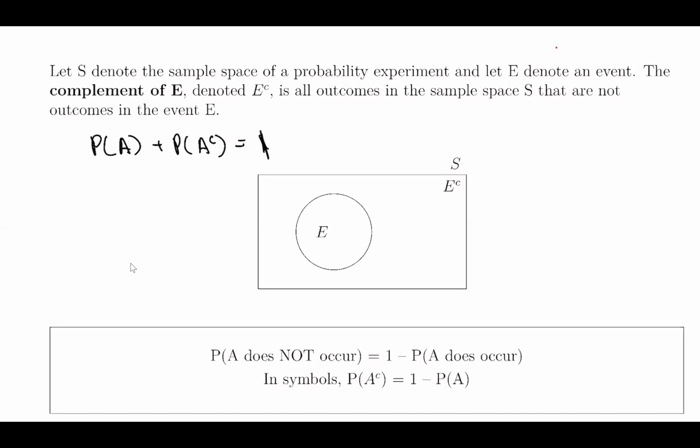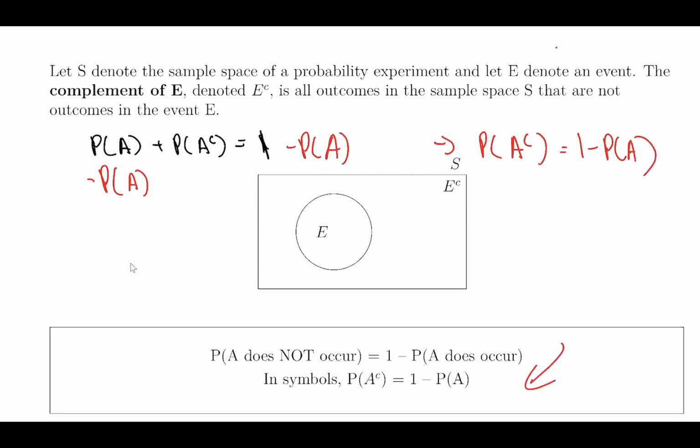So if I wanted to find the probability of A to the C power, or the probability of the complement of A, what we could do is subtract the probability of A from 1. So now we get the probability of the complement of A is equal to 1 minus the probability of A. And that's what this formula is telling us.